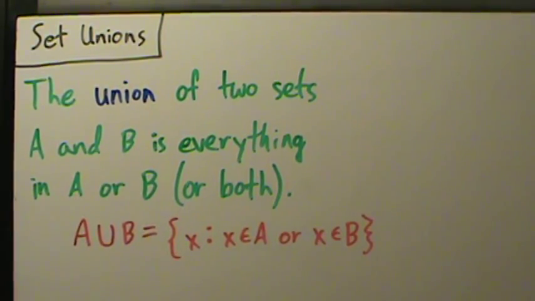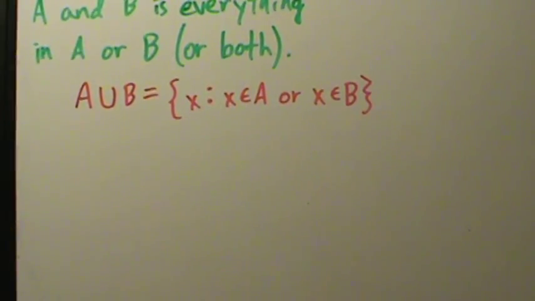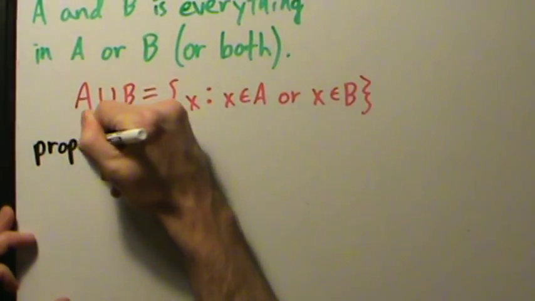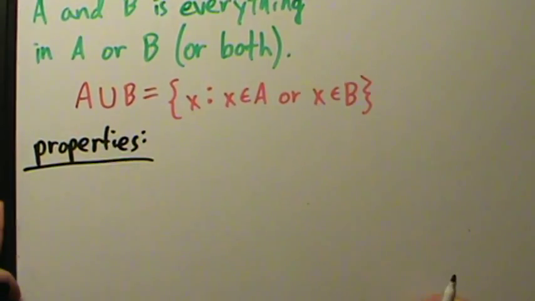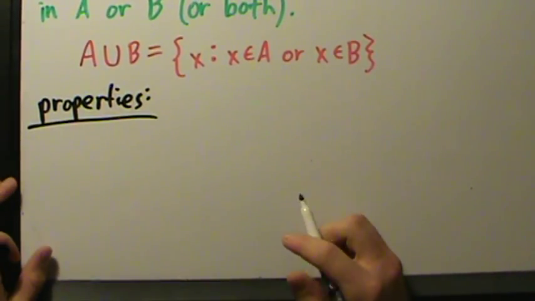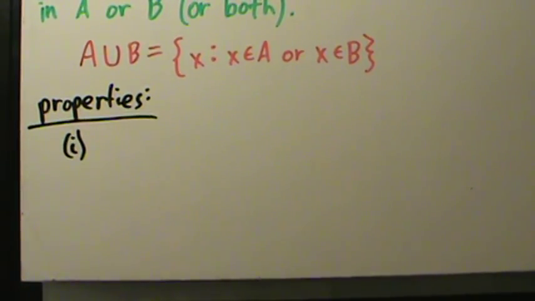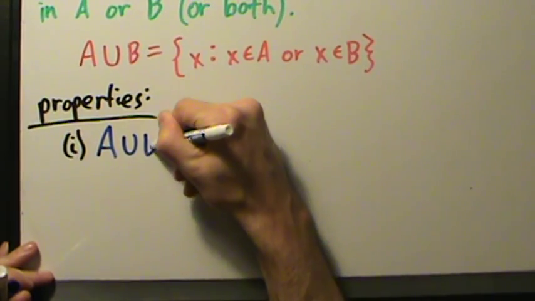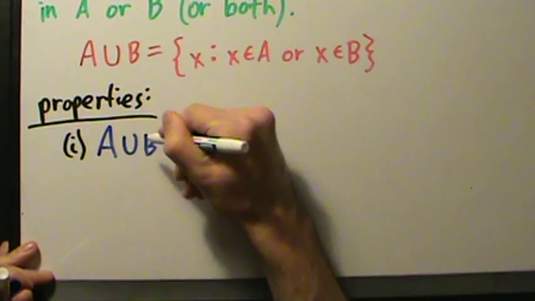Let's talk about some properties, and then we'll see some examples too. So we have a few properties to list out. Property one says A union B equals B union A.